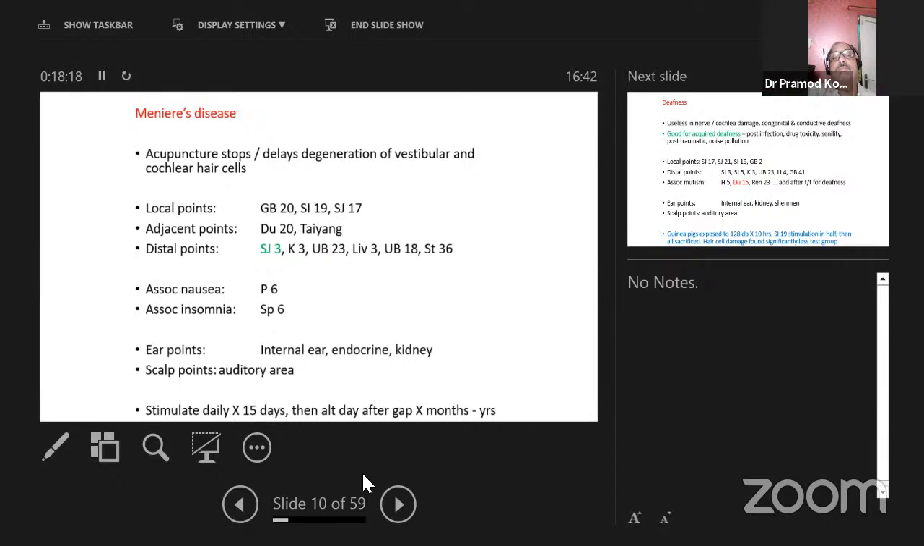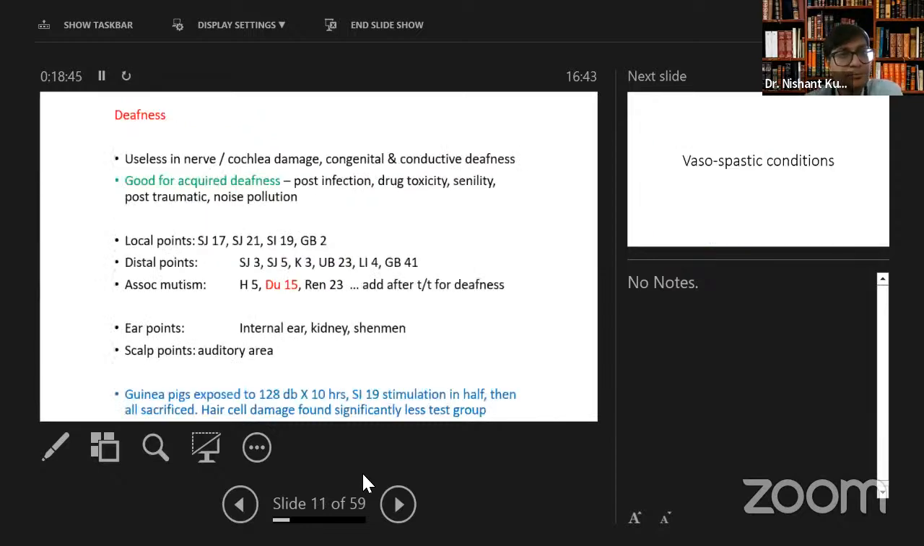Okay. So you have to stimulate daily for 15 days, then alternate days after a gap of months to years. So it will slow down your degeneration of vestibular and cochlear hair cells. So normally we give a treatment for 7 to 15 days, give a break, let the channels re-energize, and then start the treatment again. And then the frequency is reduced depending on the effect for all these conditions.